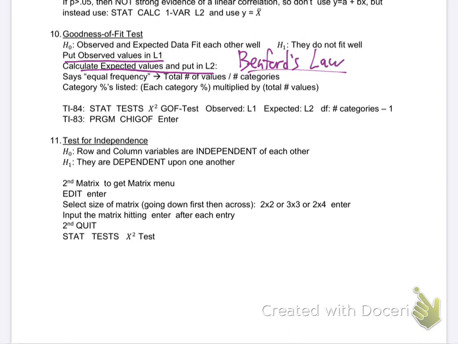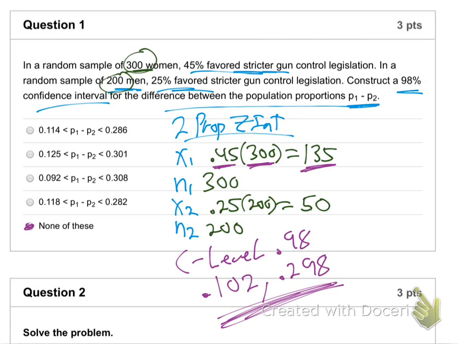Does that make sense? Most other things, we just kind of take them in the order they come. But it's really specific with goodness of fit. L1 is observed. Just remember, the things you're calculating, they have to go last. How about that? Whatever you're calculating for Benford's Law, for goodness of fit, has to go last.